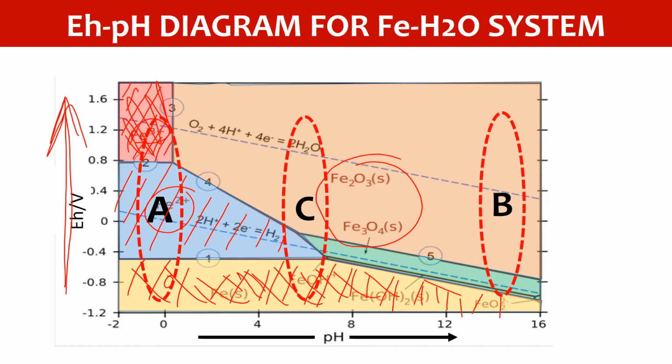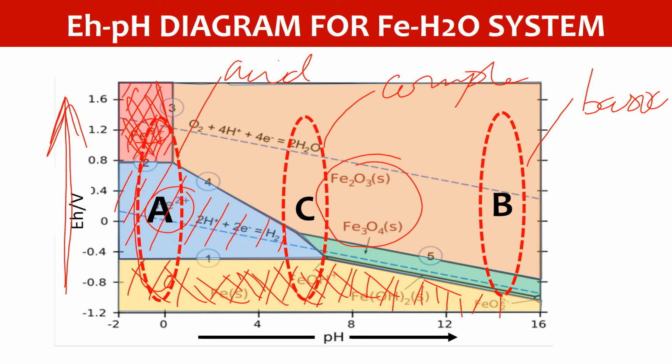So you can see here, we can actually divide this Pourbaix diagram into three regions. So this is your A, your B, and your C. So your A is actually called the acid lake, and then your B is called the basic lake, okay? And then your C is actually called the complexing lake, okay? This is simply based on the position in the Pourbaix diagram, okay?